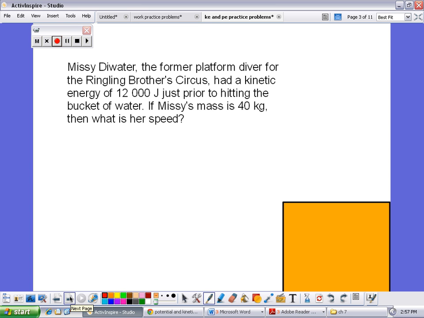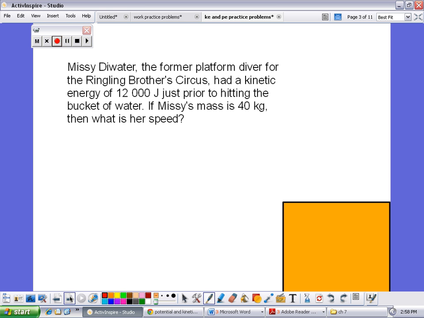Problem 2. Missy Dyewater, the former platform diver for the Ringling Brothers Circus, had a kinetic energy of 12,000 joules just prior to hitting the bucket of water. If Missy's mass is 40 kilograms, then what is her speed? Pause the video, solve your problem.